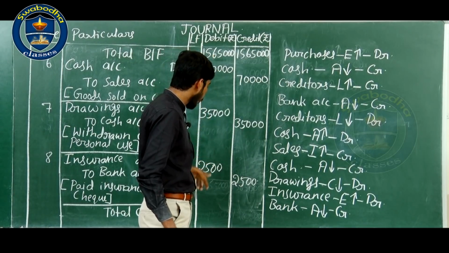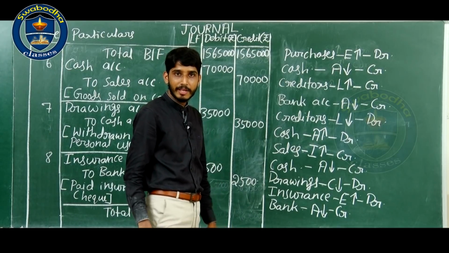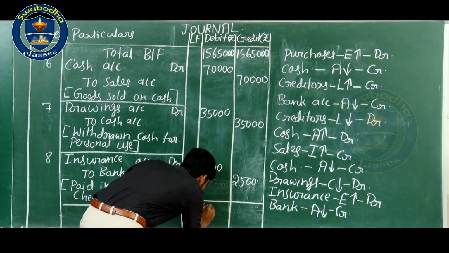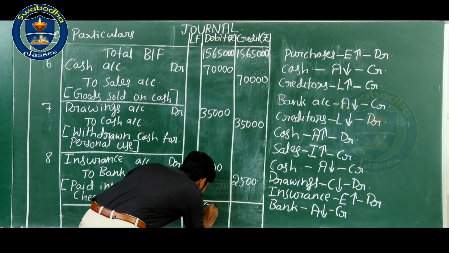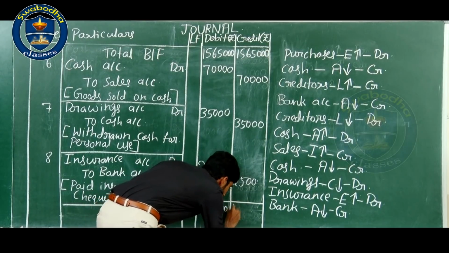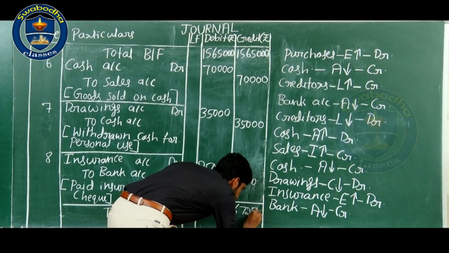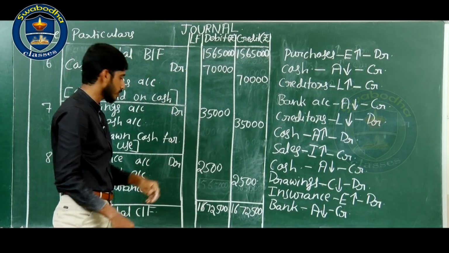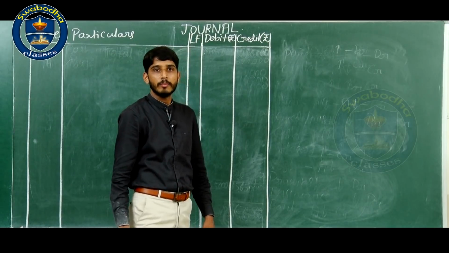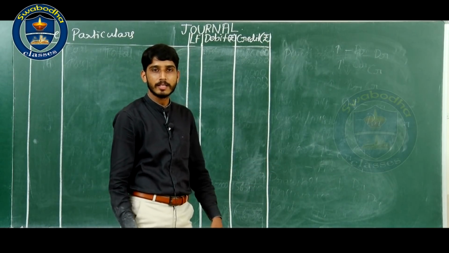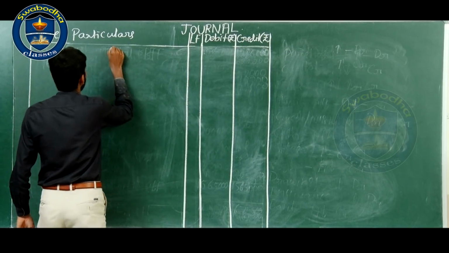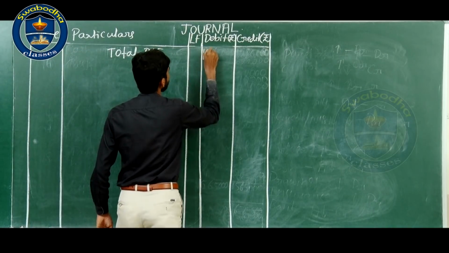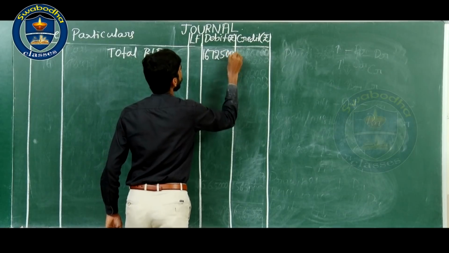So, the total carried forward is 16,72,500. This total will be carried forward to the next page. So, the total brought forward from the last page is 16,72,500. Record the same total. Total brought forward 16,72,500.